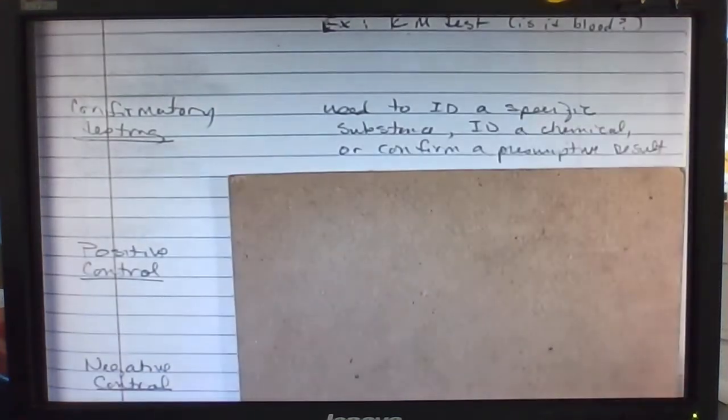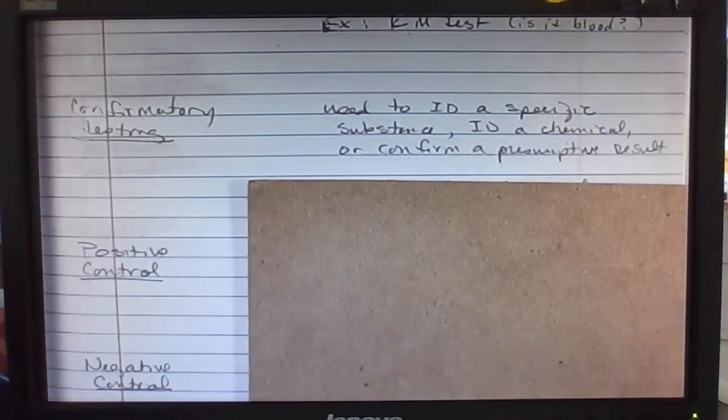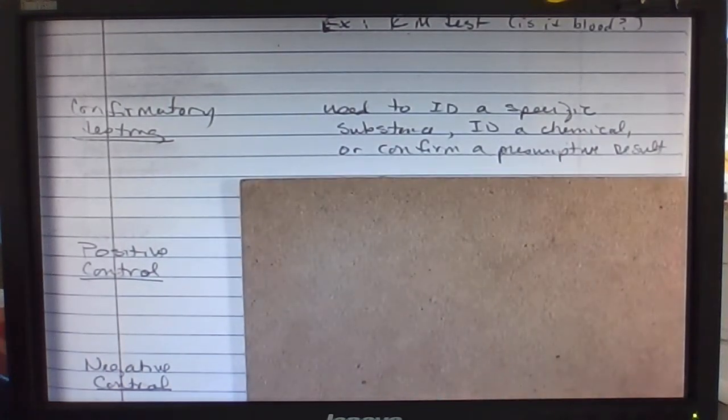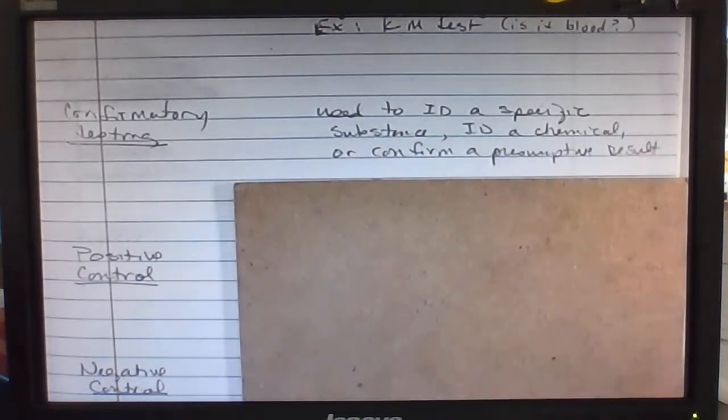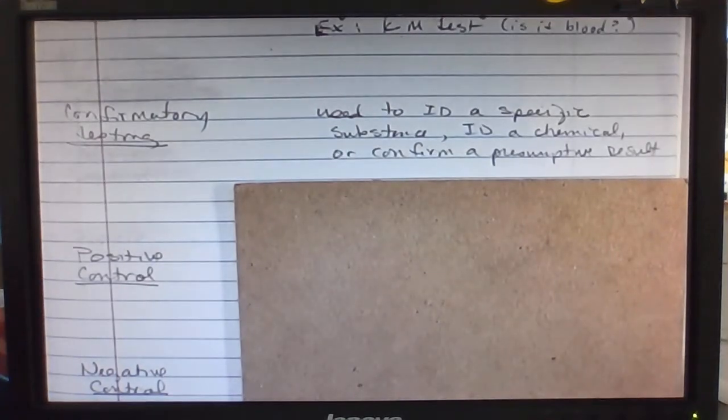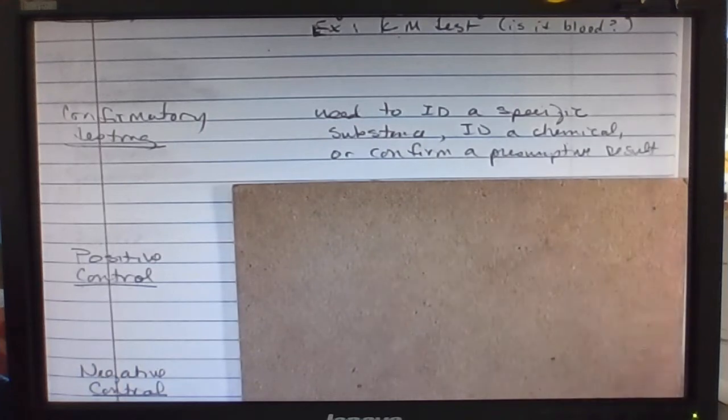Confirmatory testing can be used to identify a specific substance, identify a chemical, or confirm a presumptive result. A lot of times when I think of confirmatory testing, we're going to use more expensive machinery. We're probably going to look at the chemical composition. So I know that this is a toxin, but exactly what toxin is it and what kind of chemicals does it have in it to make it toxic?